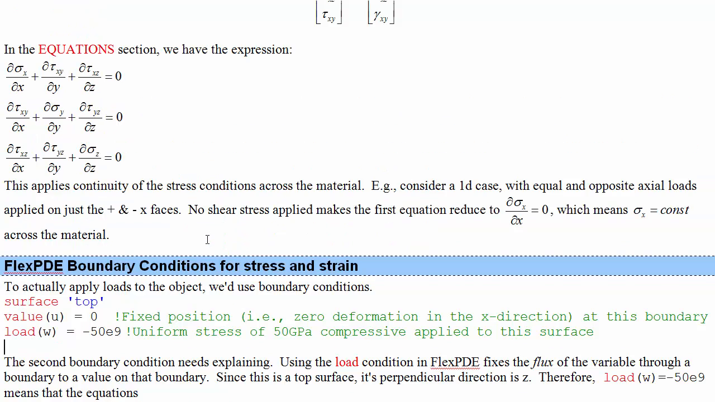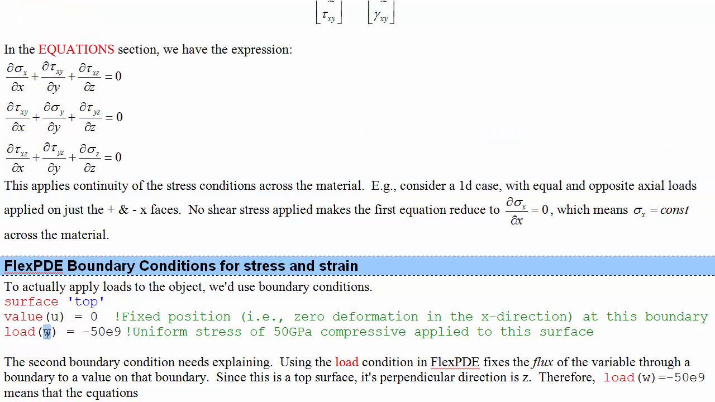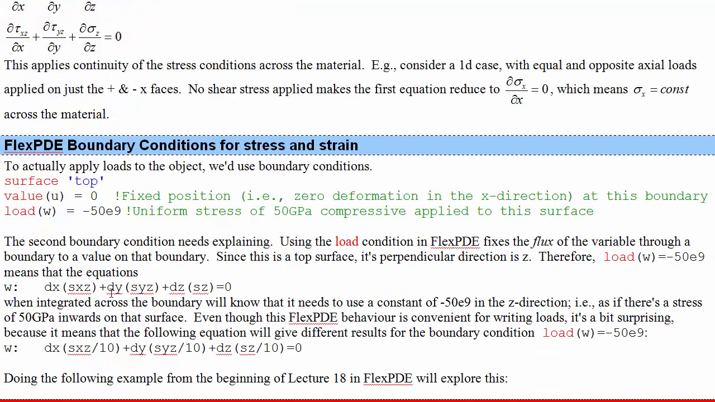What's interesting is how does it know that this is going to be in pascals? We apply a load on W, and remember what W was. W was the Z displacement. We apply a load on the Z displacement variable in pascals, and that somehow defines a stress. Well, this is a little bit surprising, but where does it actually use? So a value boundary condition just says that U, in this case the X displacement, is 0 on that entire surface.